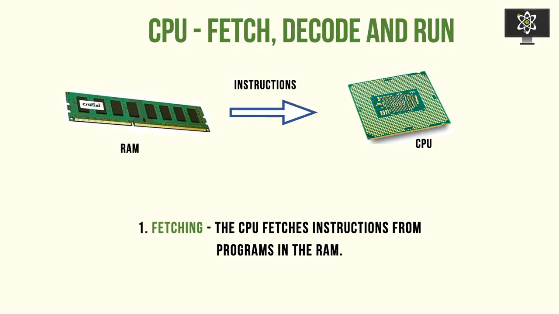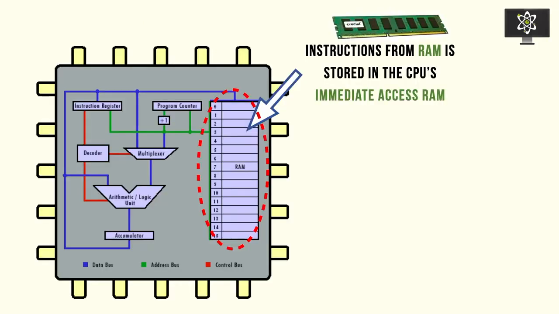Firstly, the process of fetching involves the CPU fetching instructions from programs from the RAM, a memory location where instructions are stored on a temporary basis. And the CPU mainly talks to the RAM to get its input. And the instructions from the RAM are now stored in the CPU's memory location known as an immediate access RAM. So it's another type of RAM that's different from the RAM it's getting instructions from. So the instructions from the RAM are stored in the CPU's RAM.